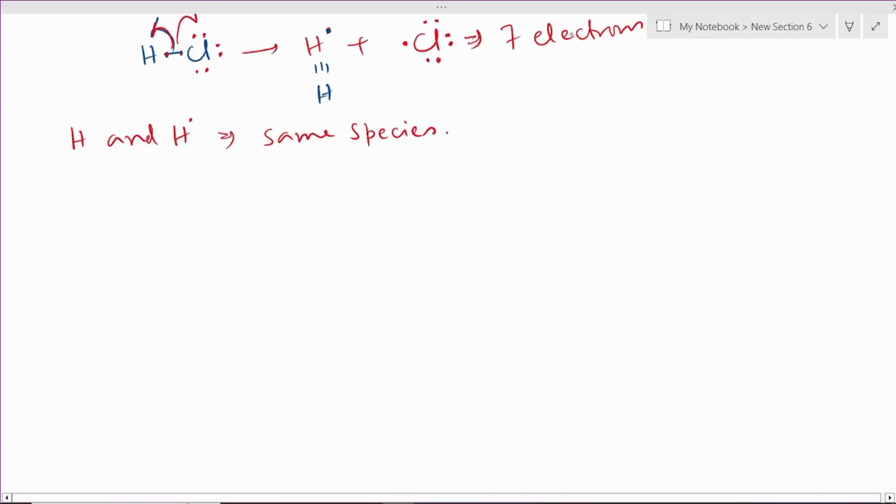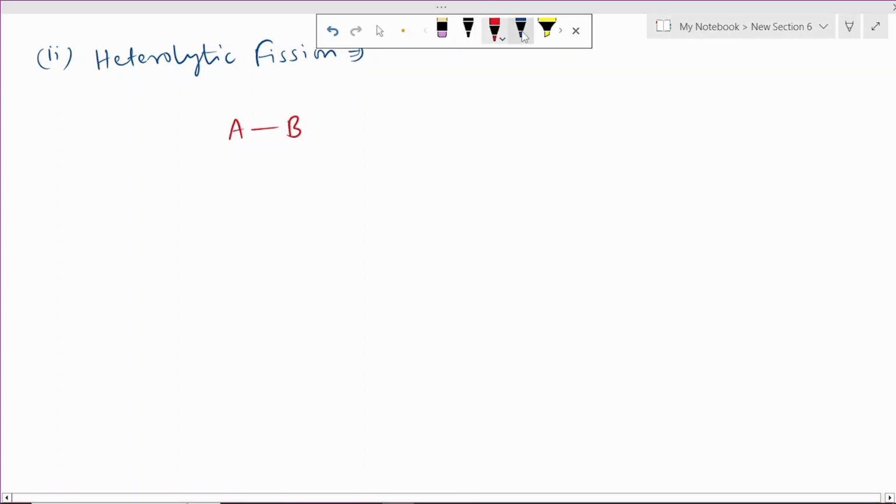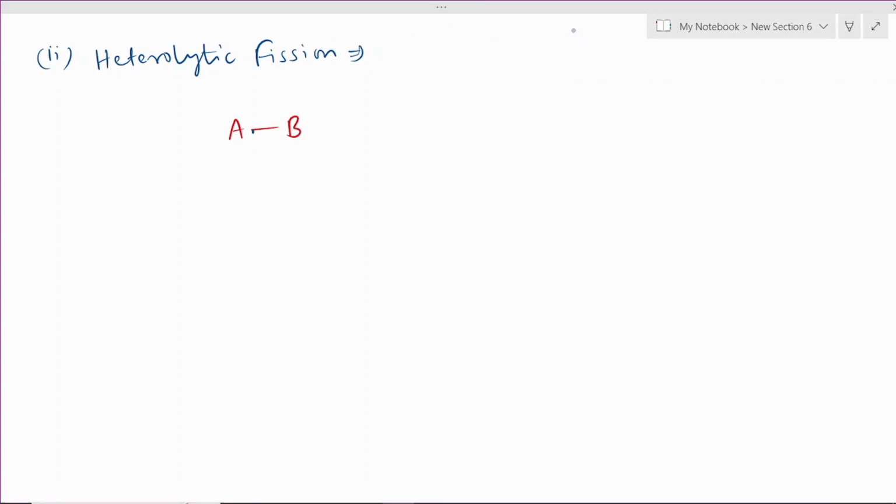Now, we discuss heterolytic fission. Suppose a compound is AB, and this is the electron of A and this is the electron of B. Heterolytic fission occurs in such a way that one atom takes both the electrons of the shared pair. Suppose B takes both electrons, this and this, and we get A plus and B negative.